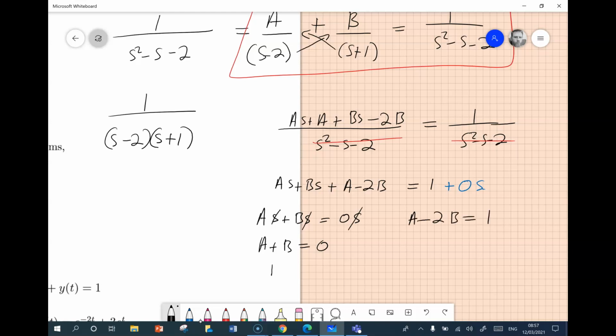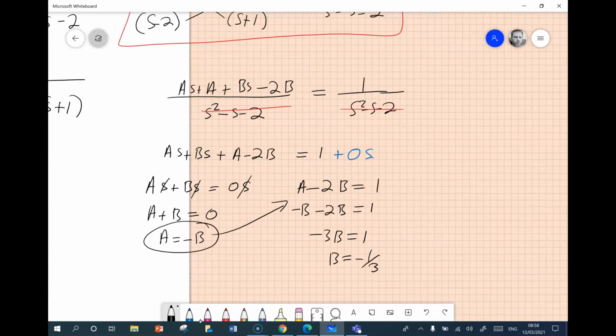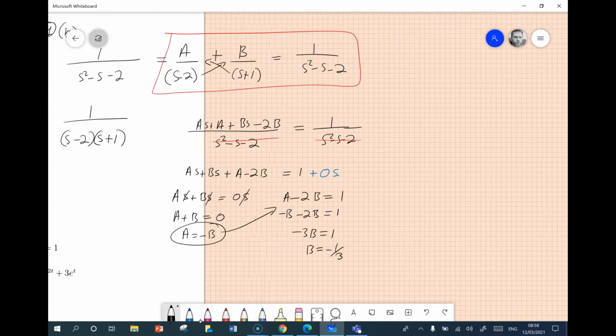Perfect. So here I'll just say a is equal to minus b, and I'm going to utilize that over here. So where I see a, I'll replace it by minus b, minus 2b is equal to 1, and that's minus 3b is equal to 1. And b is equal to minus 1 over 3. And now we've got our a and our b, we can rewrite our partial fraction. So we said it's going to be a over s minus 2. Oh, sorry, I didn't get my a yet. Sorry, apologies. A is minus b, so a is the negative of minus a third. So a is a third. All right, so we got our a and our b.